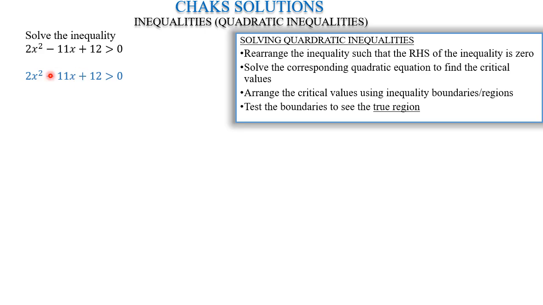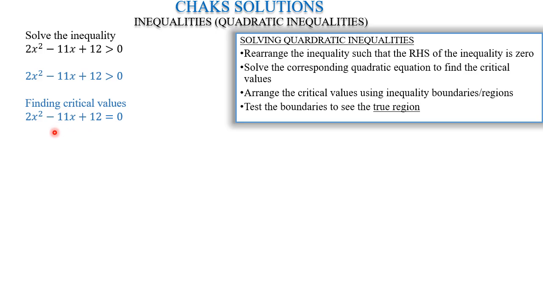Now we need to solve for this expression to find the critical values. So we are going to equate the left hand side to 0. So it's 2x squared minus 11x plus 12 equals 0, such that we can find the critical values. We can solve this quadratic equation either by using the quadratic formula, or the method of completing the square, or we can use factorization if possible.